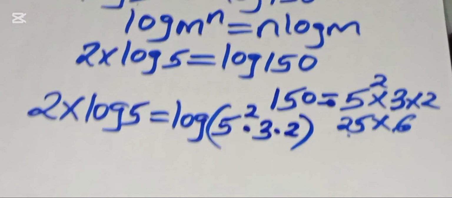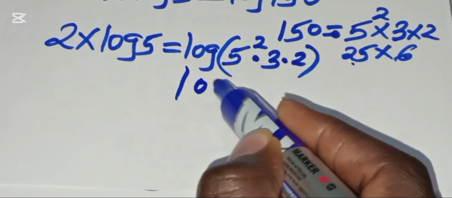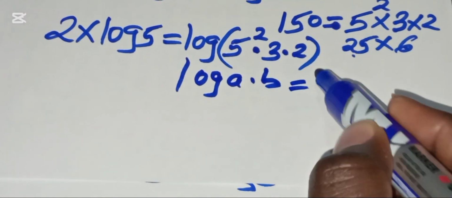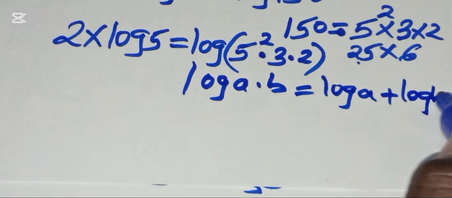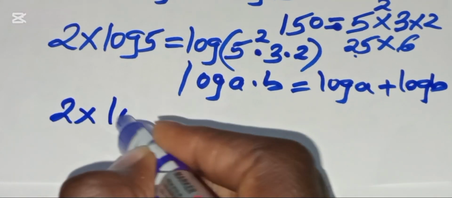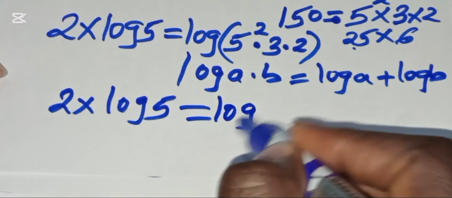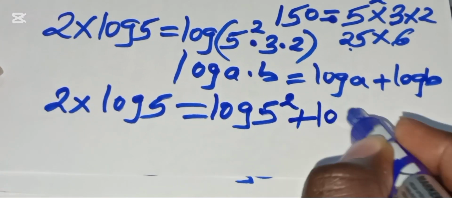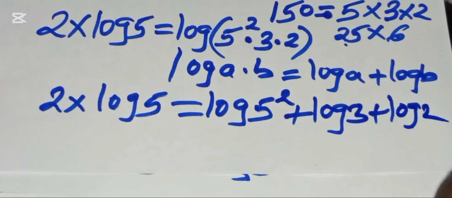Now, log of 5 squared times 3 times 2 is in the form of log a multiplied by b, which we can transform as log a plus log b. So let's apply this property. I will have 2x log 5 equal to log 5 raised to power 2 plus log 3 plus log 2.